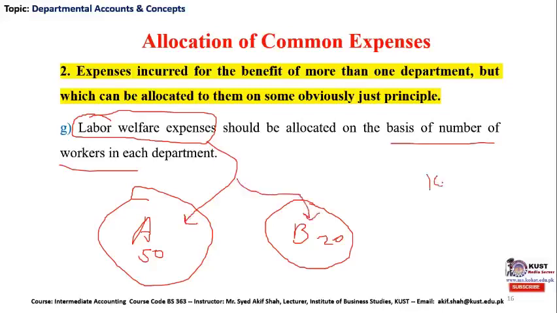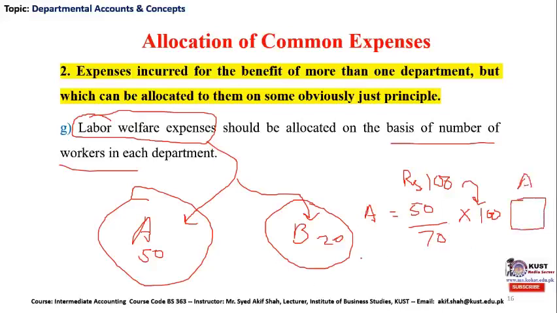This means if the labor welfare expense paid by the company is rupees 100, then we have to make a ratio for department A. What will be the part of this expense for department A? We have to divide 50 by the total number of workers, which is 50 and 20, 70. Then we multiply this ratio by the 100 labor welfare expense, and we will have the specific expense pertaining to department A.